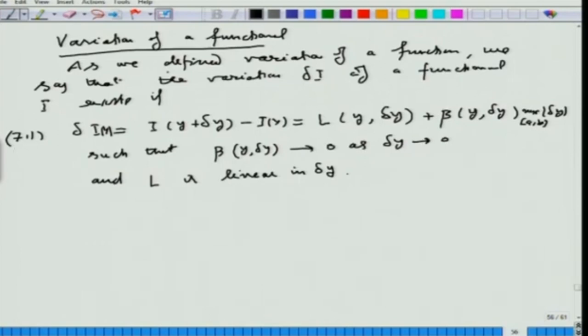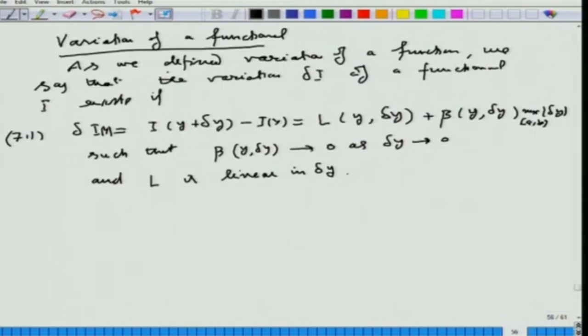We say that the variation of functional I exists if and only if 7.1 holds, that is, the difference I y plus delta y minus I y has the form where there is a linear part in the increment, that is L y delta y, which is linear in delta y, plus the term beta y comma delta y times the maximum of the absolute value of delta y, where the maximum is taken over the interval where the functional I is defined.